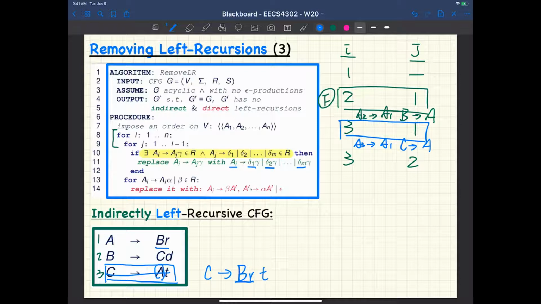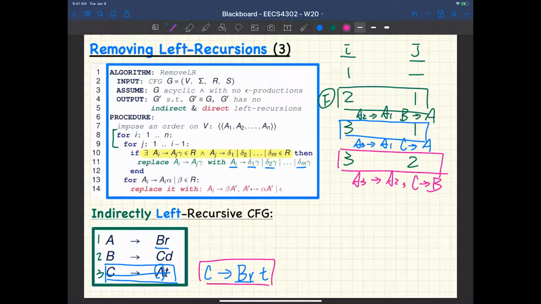Let me see, A will be replaced by BRT. Now, if I try the next one, 3, 2 over here, I'm basically asking, do I have anything that's from 3 to 2? Yes. Do I have A3 produces A2, which will be C produces B? Do I have it? Yes, I do. So now, basically, C produces B. Chelsea, just let me finish that, and then I'll take a question.